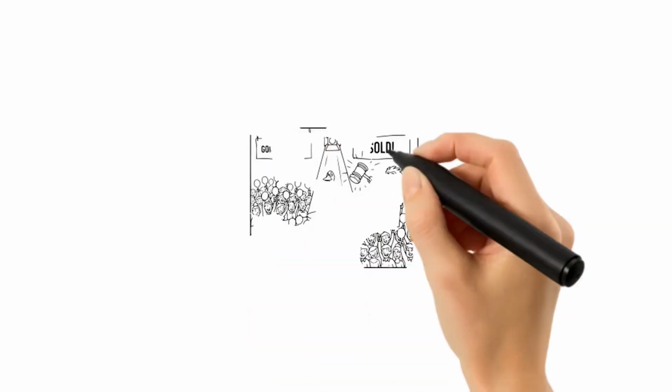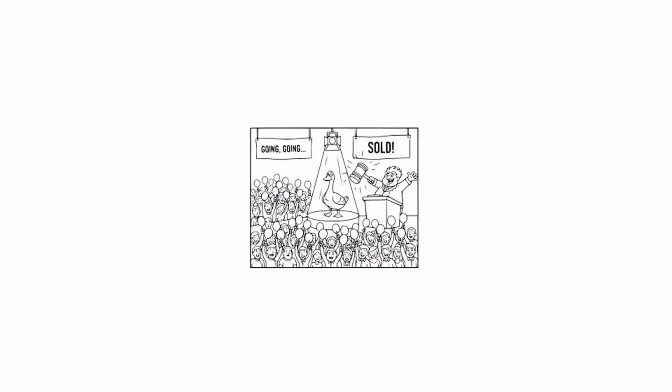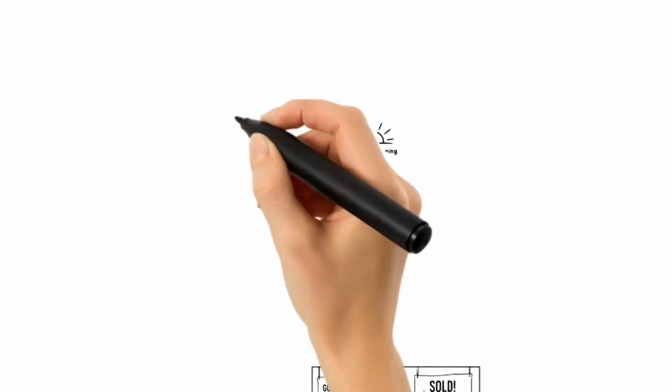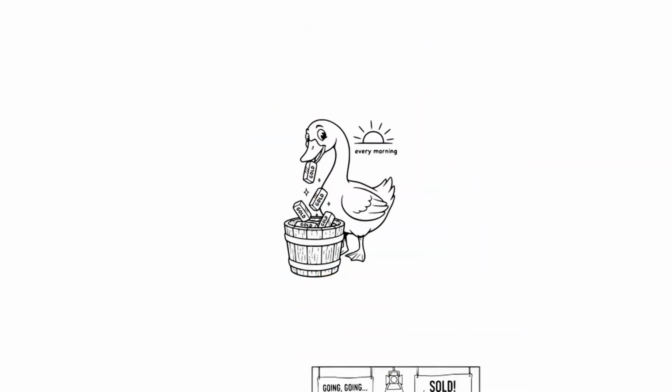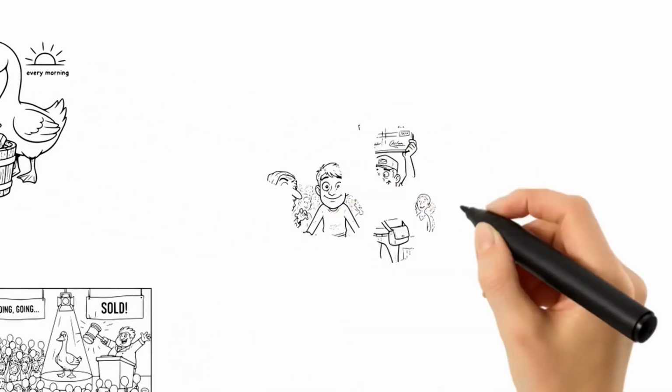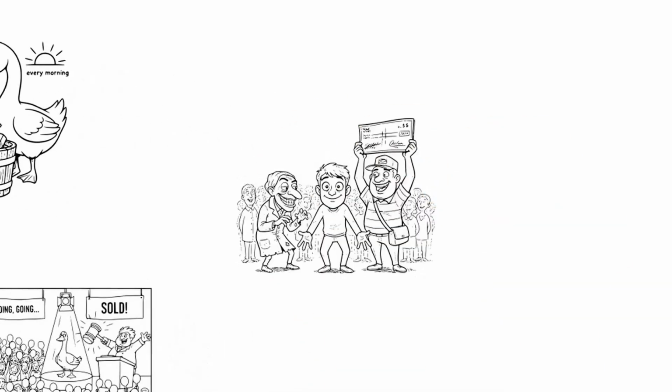Imagine you are at a high-stakes auction for a magical goose. This goose is famous because it poops out solid gold bricks every single morning. You want this goose. Your neighbor wants this goose. Even your mailman is there waving a checkbook.